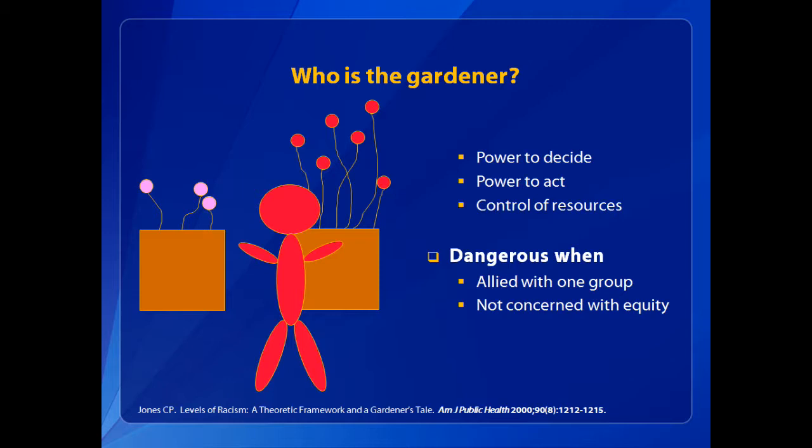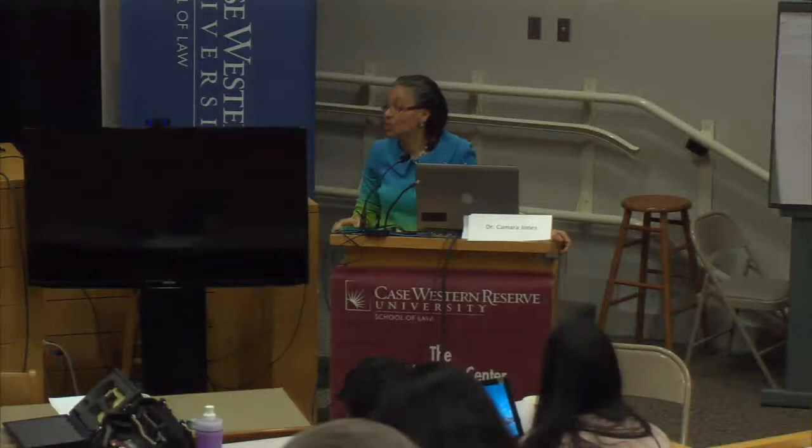But whoever it is, dangerous when the gardener's allied with one group. I painted her red, that's why she prefers red over pink. Dangerous when she's not concerned with equity, when she can look at her flower boxes and think that her garden is beautiful, because she's not even counting the pink flowers as part of the garden.